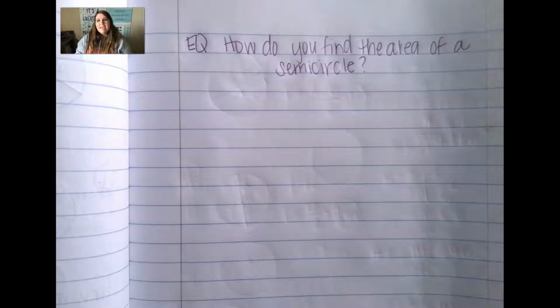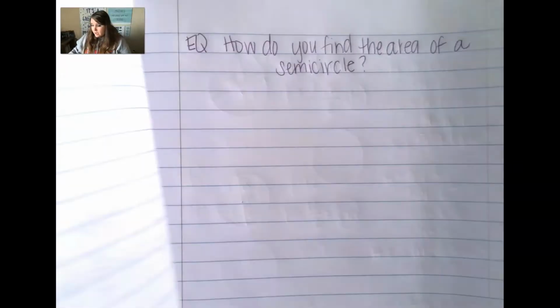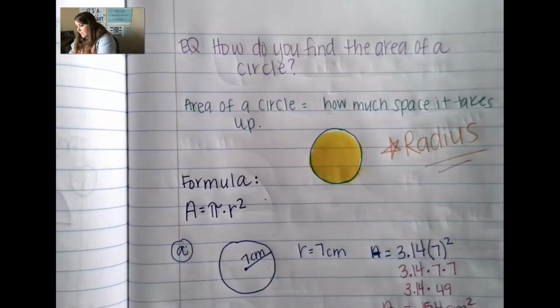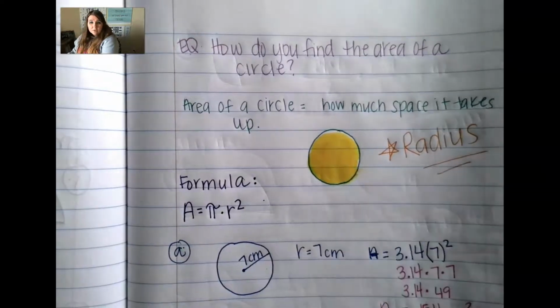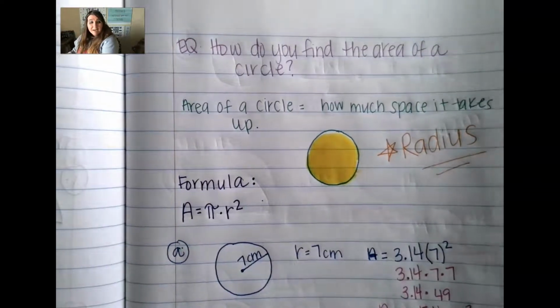Today we are looking at how do you find the area of a semicircle. In our last lesson we looked at area of a whole circle, and we saw that when you find the area of a whole circle, you're looking at the inside. How much is on the inside of the circle? How much space does it take up?